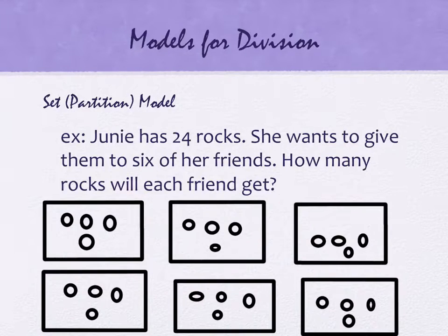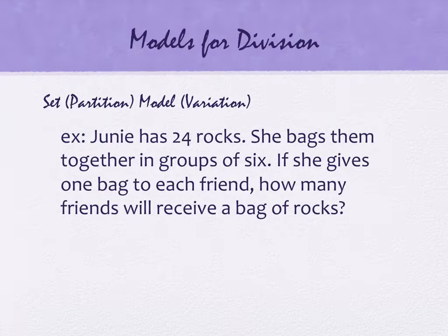Okay. So in this variation, we have the rocks and we know how many people need to get them. Right? We know how many groups of them we're going to have at the end of the process. That's actually quite different than the next one. Junie has 24 rocks, but she bags them together in groups of 6. If she gives one bag to each friend, how many friends will receive a bag of rocks? The difference is, this time, she doesn't know how many friends, she knows how many groups of rocks, or how many rocks are going to be in each group, right?